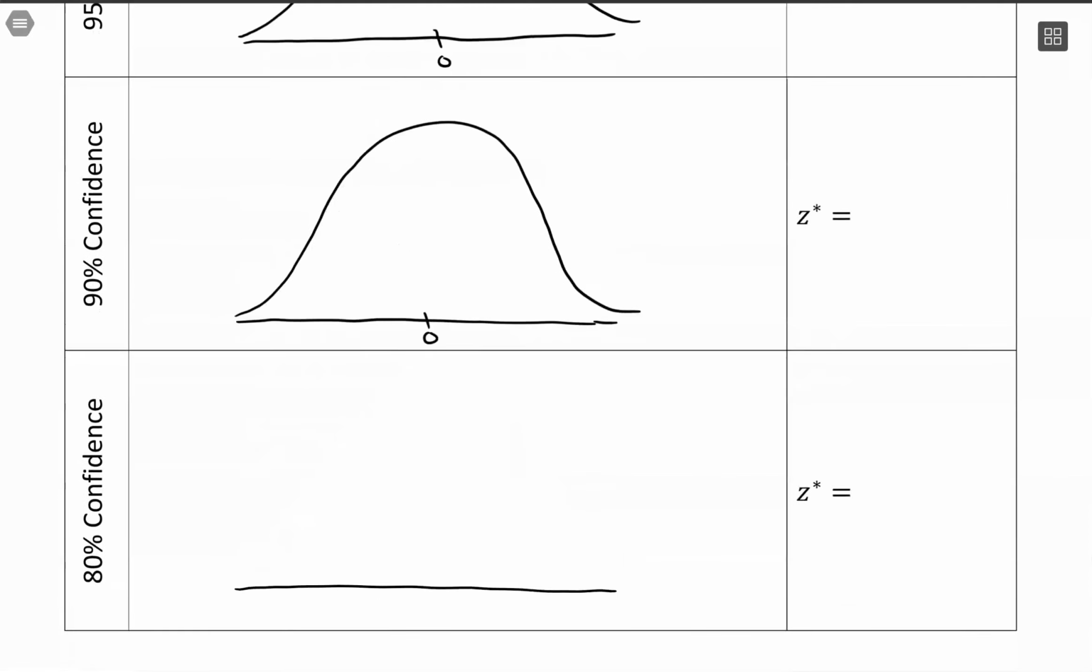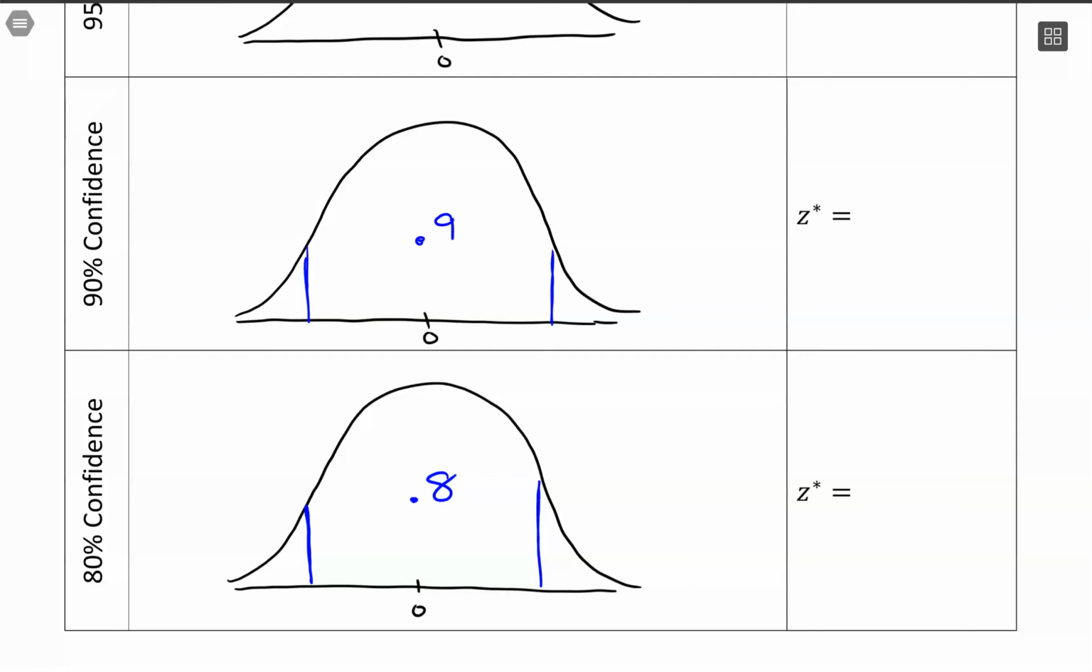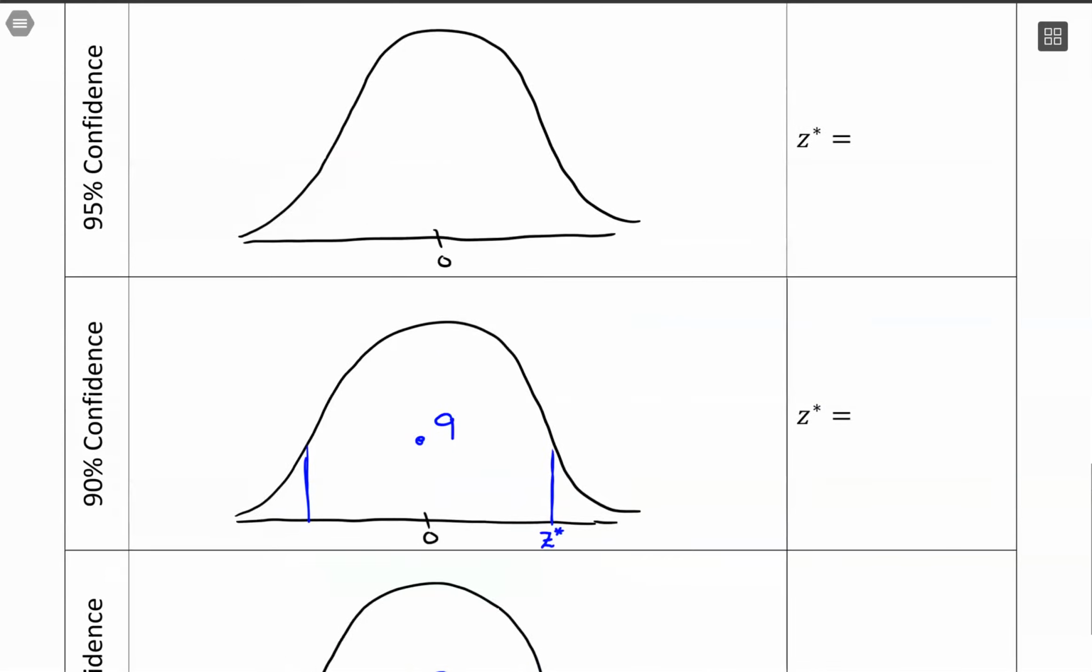So the idea is that I want to figure out how far above and below the center I need to go so that, for 80% confidence, I go below and above 0, and I'll make these as symmetric as I can by hand, but I want to do this such that 80% is in the middle. And then for 90% confidence, similar idea, I'll just have a little more area in between. And then this value over here on the right, that cutoff is your z-star value.